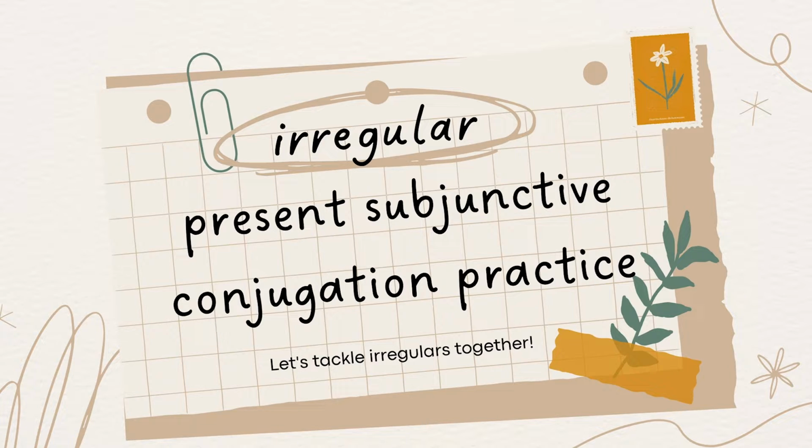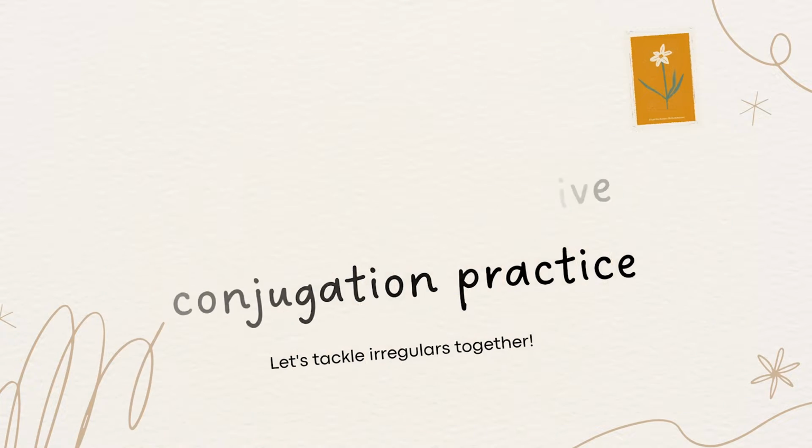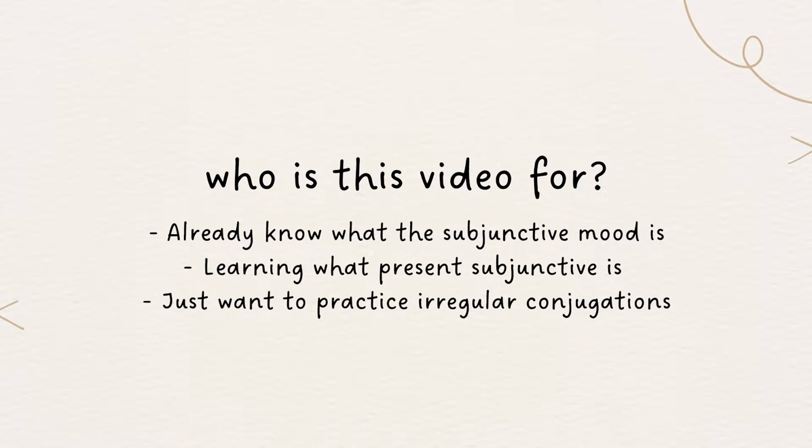Today we're going to be doing some irregular present subjunctive conjugation practice. This video is for those folks who already know what the subjunctive mood is, or you're learning what the present subjunctive mood is, or you just want to practice some irregular conjugations.